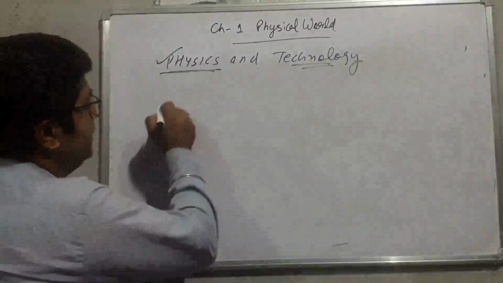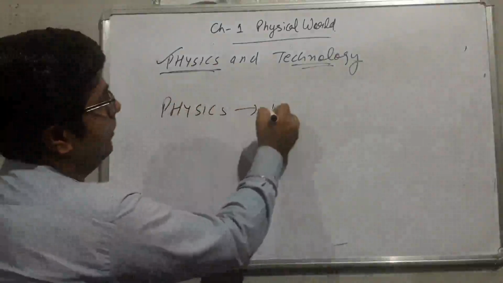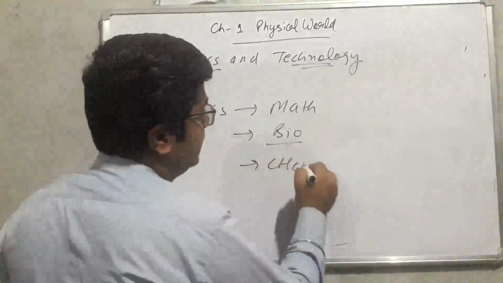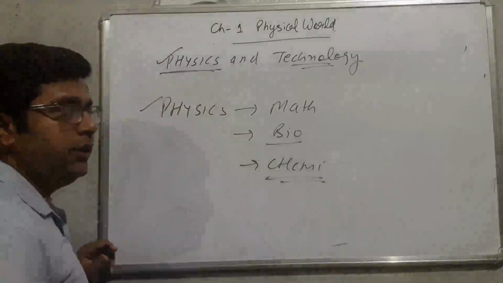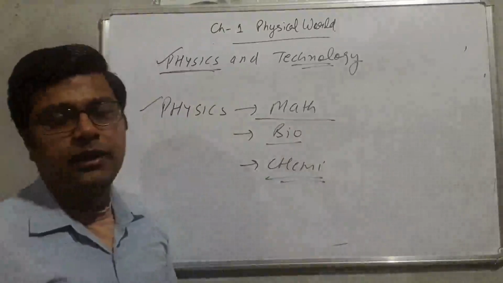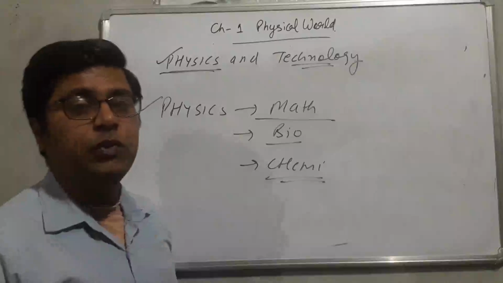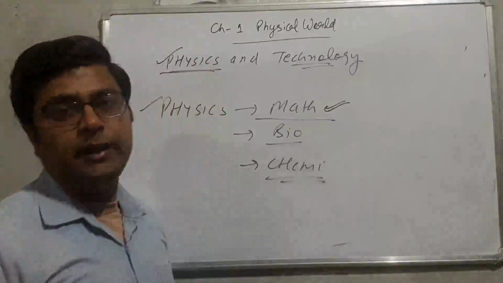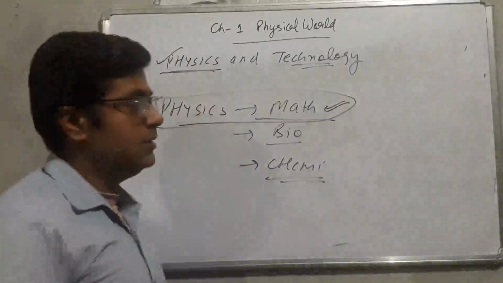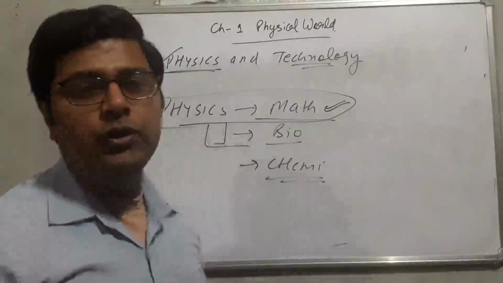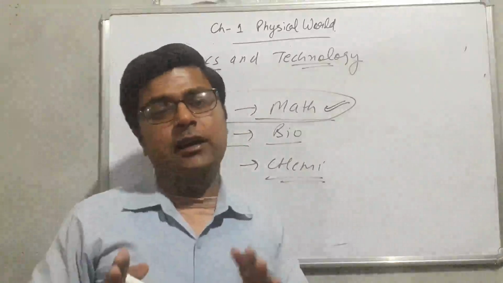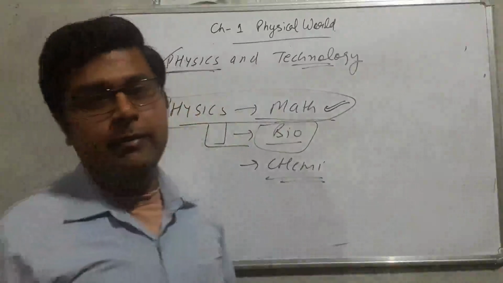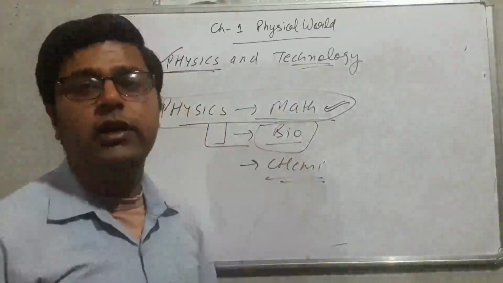Similarly, physics is related to maths, biology and chemistry. Why is physics called an exact science? Because it can explain both qualitatively and quantitatively, and quantitative things can be explained only with the help of mathematics, so it is directly related to maths. A few applications like X-ray and MRI are based on the basic principles of physics and are used in medical science, and medical science is related to biology. So indirectly physics is also related to biology.